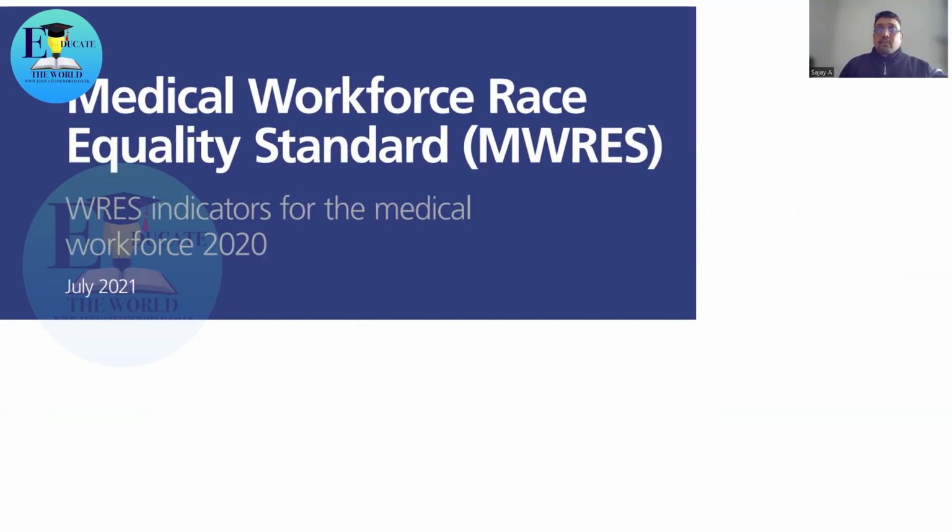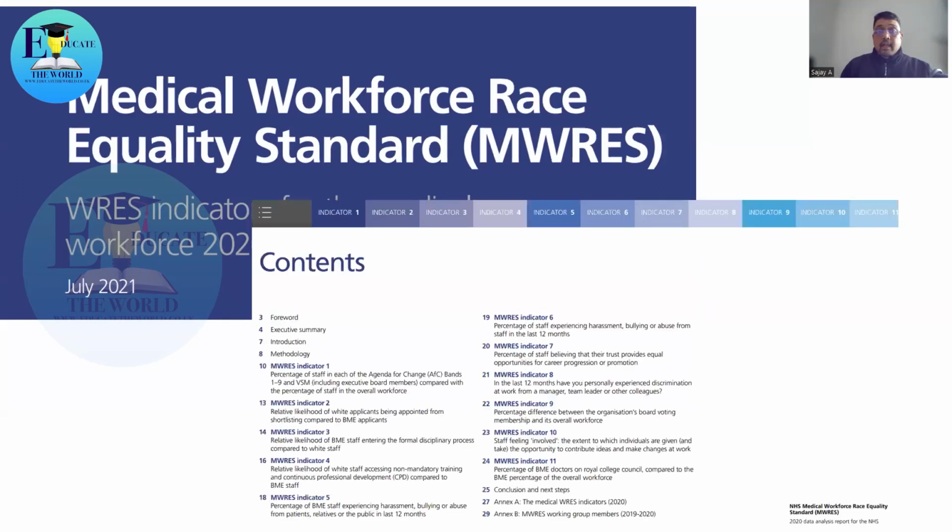MWRES, or Medical Workforce Race Equality Standard, is one form of collecting and demonstrating the data in terms of equality. The last MWRES report was in 2021, and it covers 11 indicators. And if you Google the MWRES 2021 report, you'll get the full document, and you can go through that if you are interested in the details of all the indicators and the final conclusion.